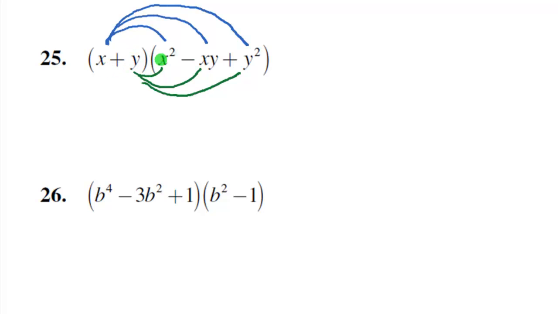So x times x squared is x to the third. X times a negative xy is negative x squared y. And x times a y squared is xy squared. Okay, now distribute the y. We have y times x squared is yx squared. Now, I want you to notice something. Yx squared and x squared y are like terms.